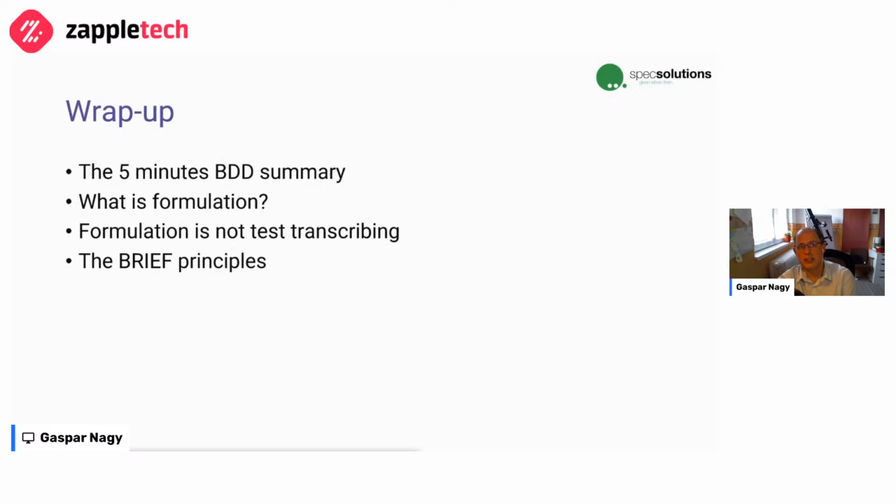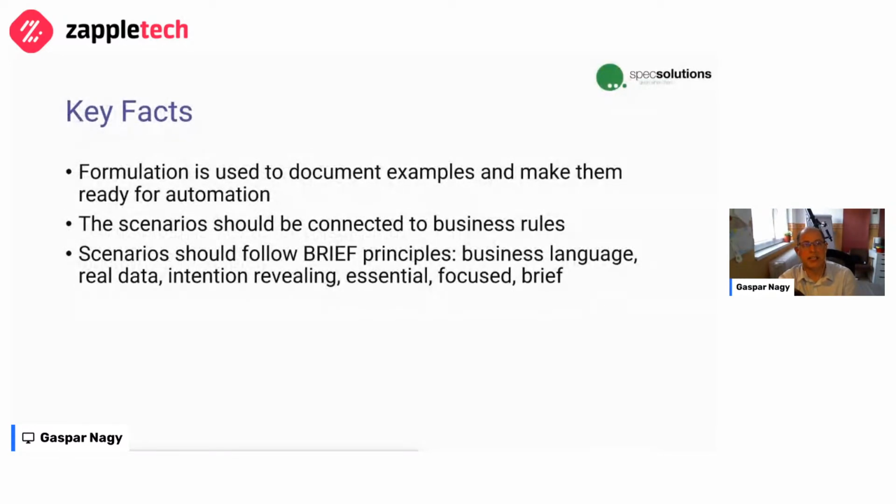We were highlighting that formulation is typically much different from test writing or test transcribing, and that's a very key difference. And not taking care of that difference is causing many of the problems in BDD adoption. And fixing that bad BDD scenario helped us to learn about the BRIEF principles. So the key facts that you should probably take home with you from that session are these: formulation is used to document the examples and make them ready for automation. Scenarios should be connected to business rules, and they should follow the BRIEF principles: business language, real data, intention-revealing, essential, focused, and brief.